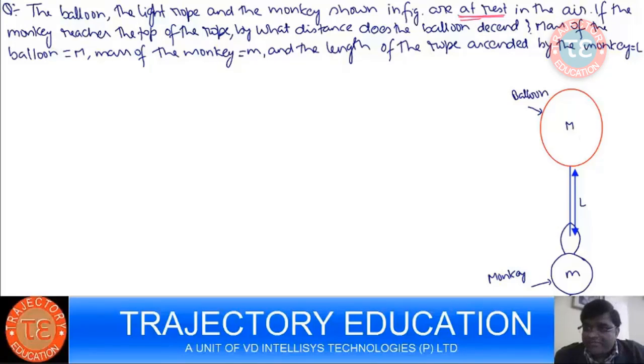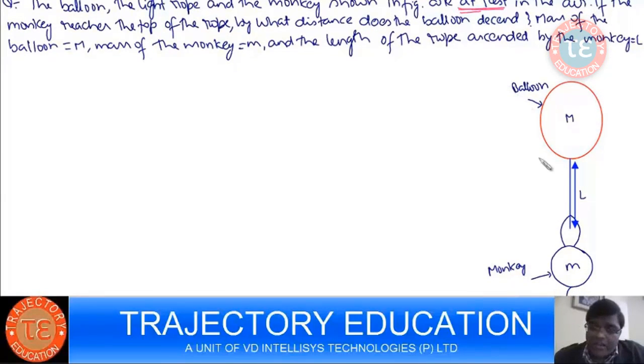Now it says, by what distance should the balloon descend if the monkey reaches the top of the rope? Again, same thing, the law of averages. If the y position of one particle is increasing, in order to keep the average same, the y position of the other body must decrease. And why is YCM the same? Because you don't have any external force in the y direction. So Fy ext is 0.